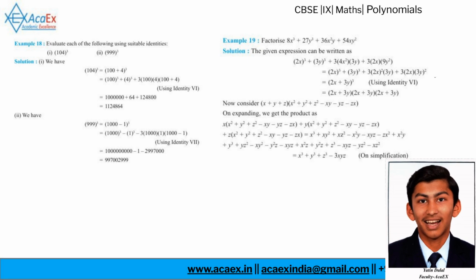Example 19. Factorize 8x cubed plus 27y cubed plus 36x squared y plus 54xy squared. Solution. This expression matches the expanded form of (x plus y) cubed and factors to (2x plus 3y) cubed.